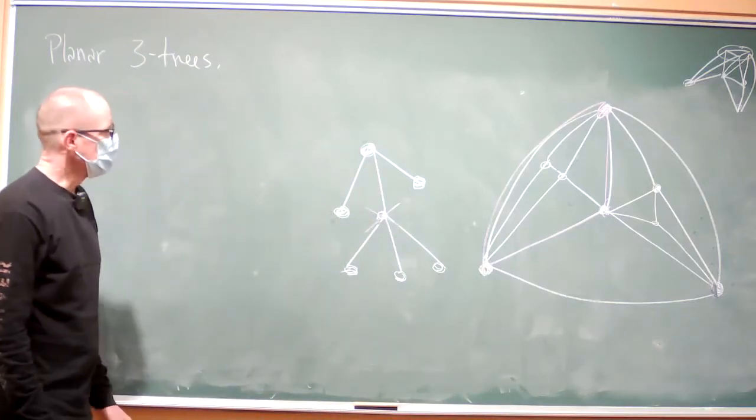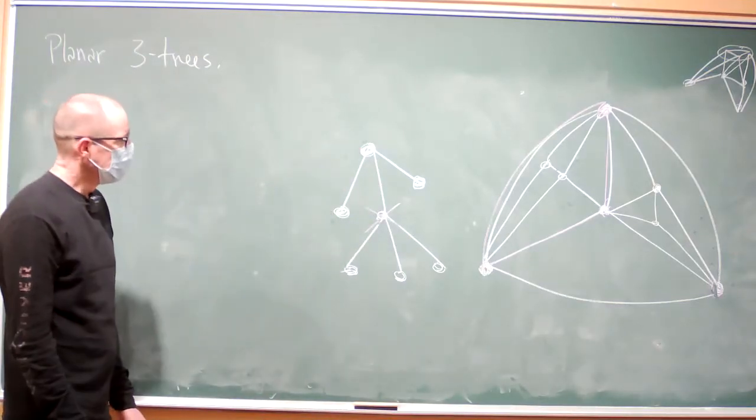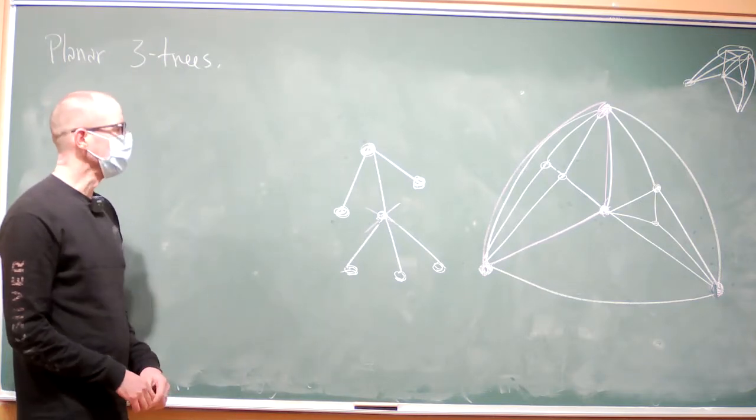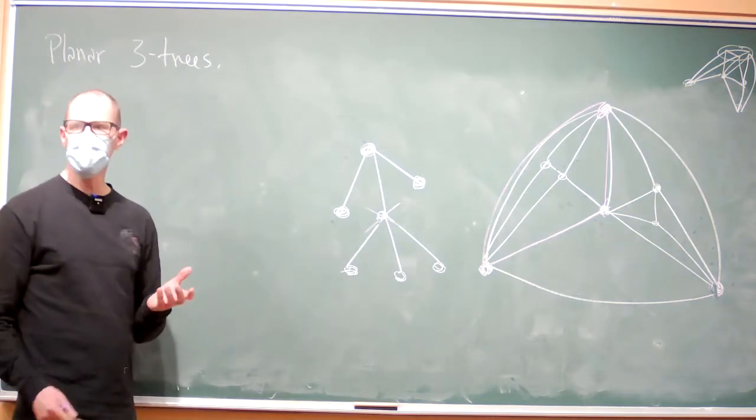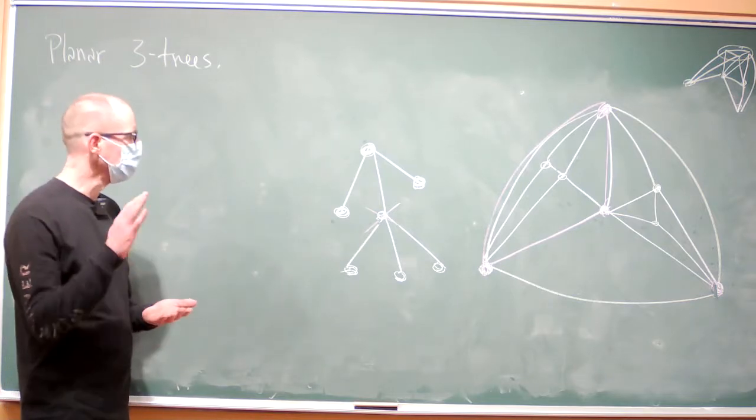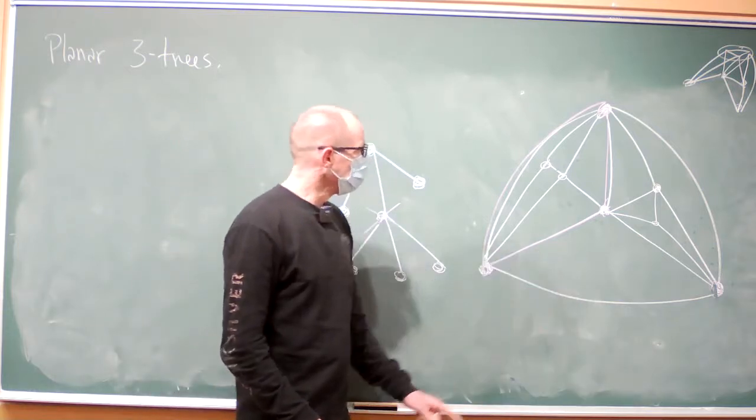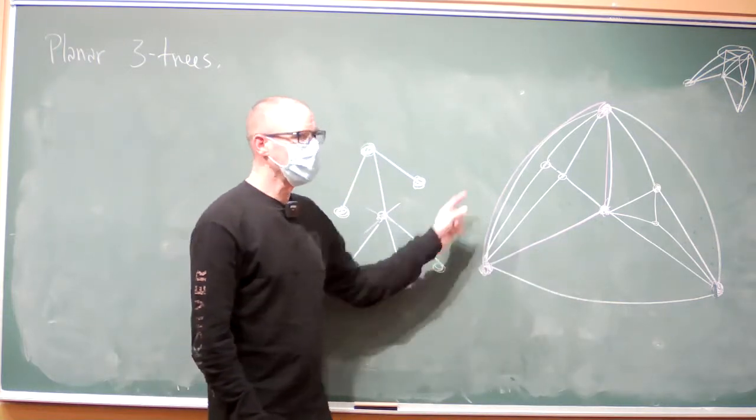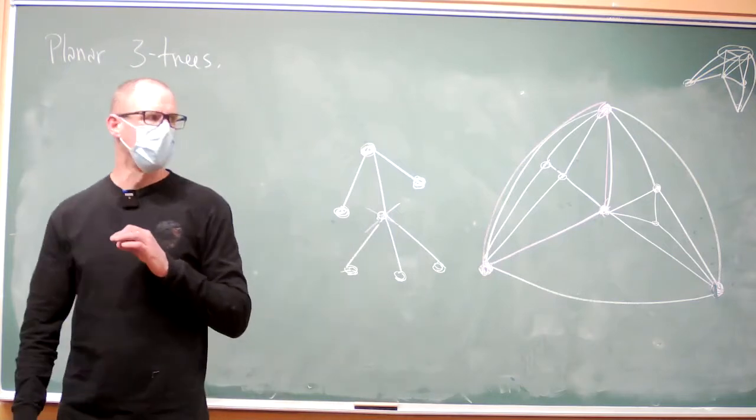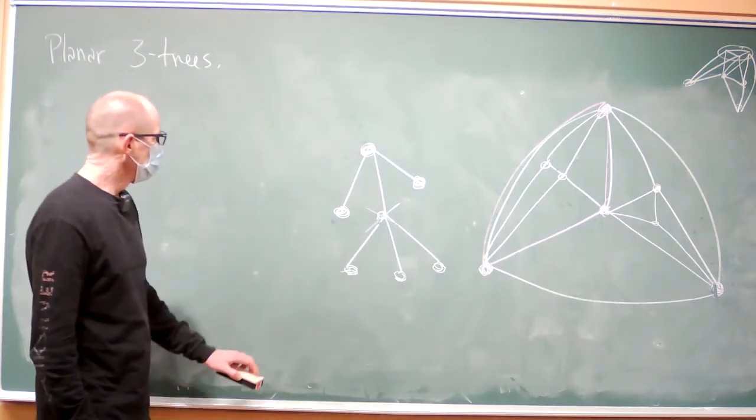When we studied separators, that's what we were looking at in planar graphs. So the planar separator theorem told us we could always find square root n vertices that nicely split our graph into two pieces, neither of which was too big. If you go to planar 3 trees, then you can find 3 vertices that do it. So you don't need square root n. It's a very small number. Okay.